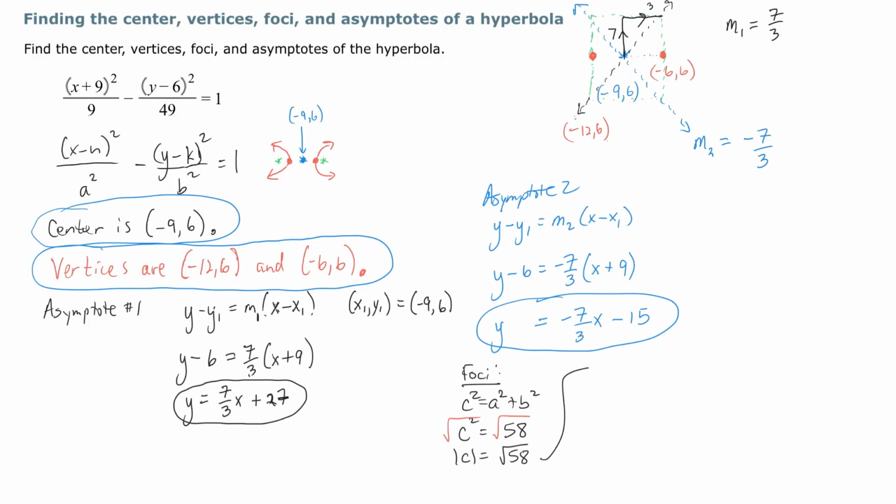Now, how do you solve an absolute value equation? c is equal to plus or minus the square root of 58. We also know that c is greater than 0. It's always the distance between a focus point and the center. So c is greater than 0. That means c is really the square root of 58.